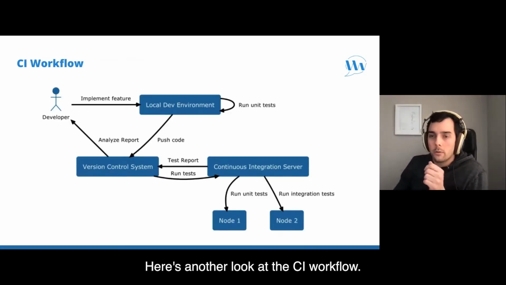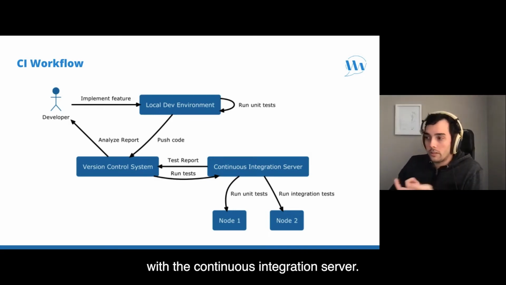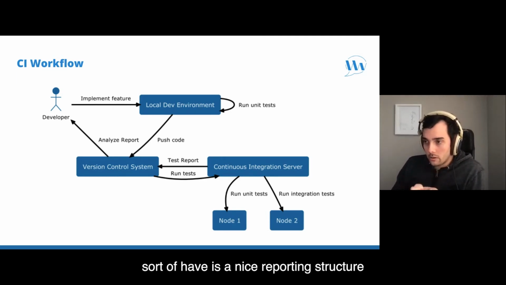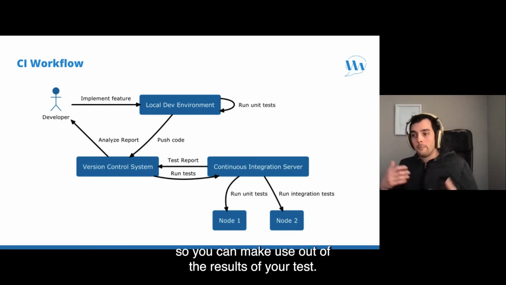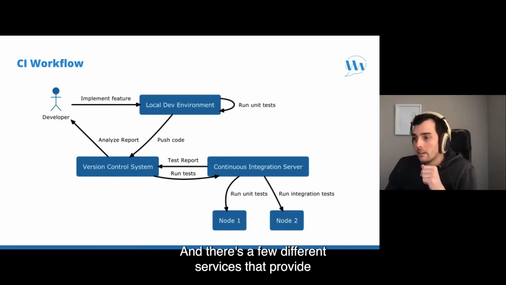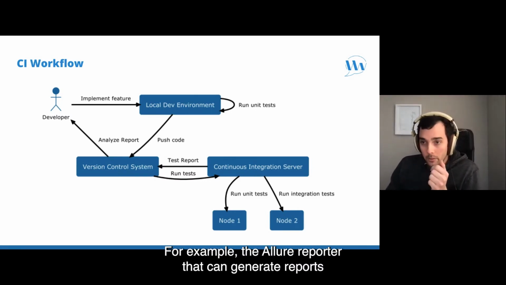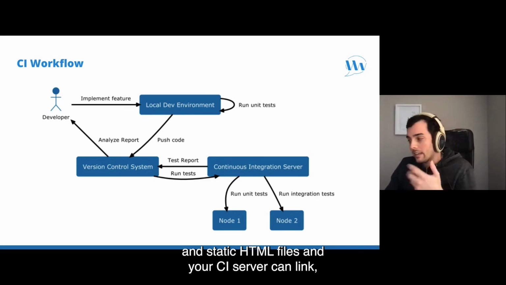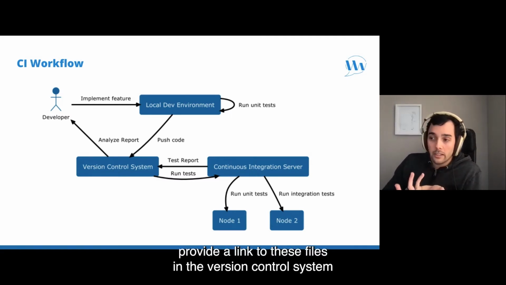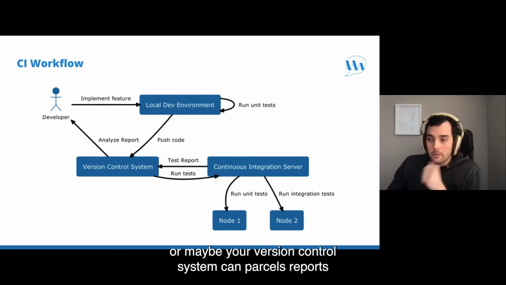Here's another look at the CI workflow. One cool thing to note here is that the version control system can work with the continuous integration server. And one thing that you really want to have is a nice reporting structure so you can make use of the results of your tests. There are a few different services that provide various reporting formats. For example, the Allure reporter can generate reports as static HTML files, and your CI server can provide a link to these files in the version control system so the developer can just click it, or maybe your version control system can parse those reports and show them nicely.